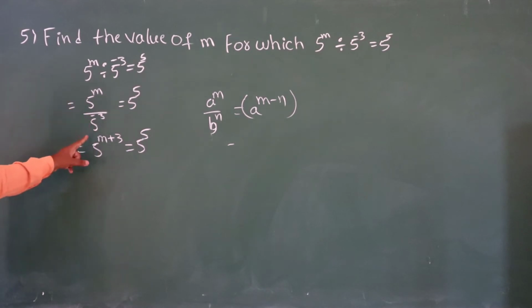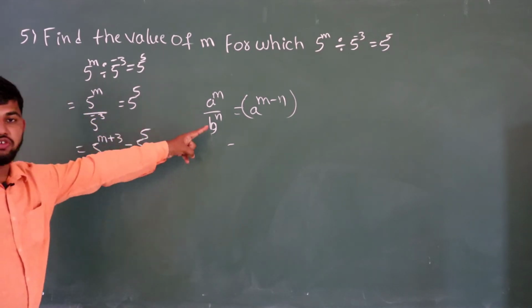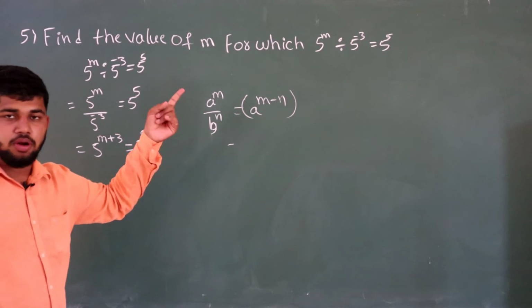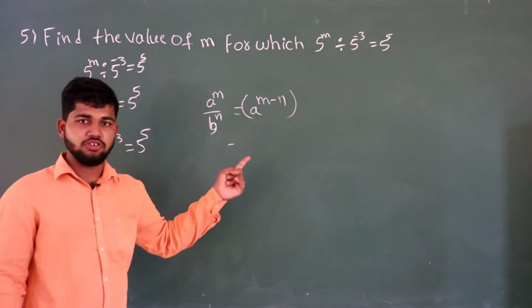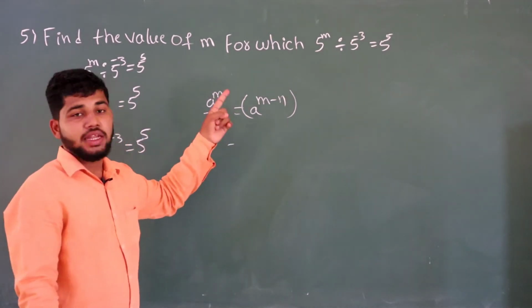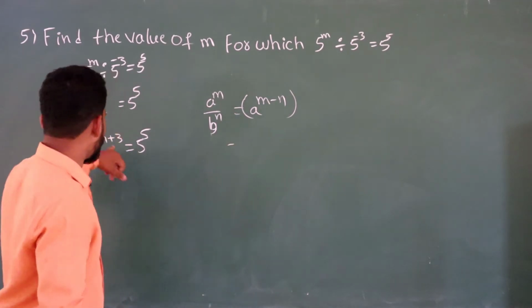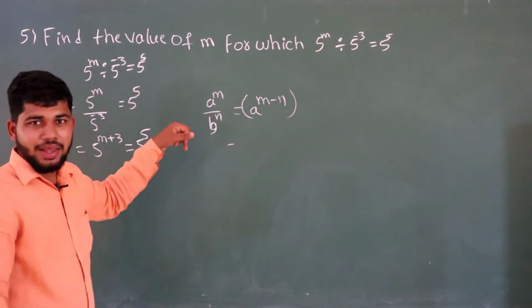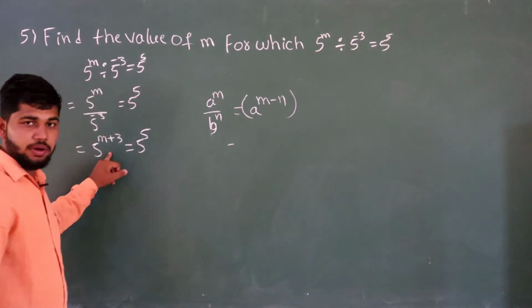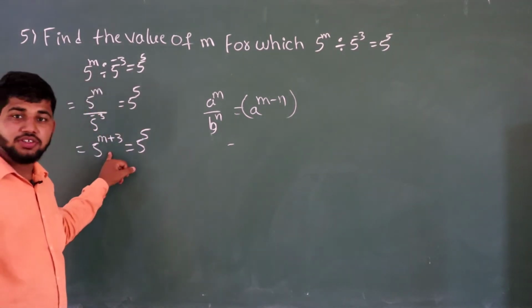5 power m by 5 power minus 3 is in the form of a raised to m by a raised to n. What is the formula? What is the law of exponent for a raised to m by a raised to n? It is equal to a raised to m minus n. Given 5 power minus 3, minus into minus becomes plus 3, so 5 power m plus 3.